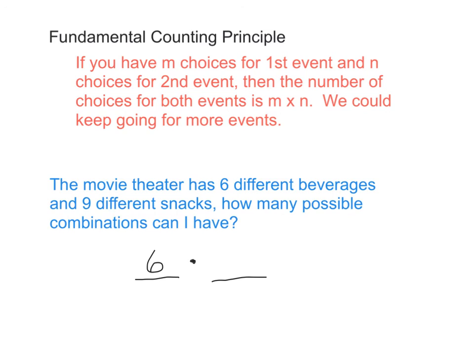Let's take into consideration the second event. How many different snacks can I have? 9. So how many possible combinations can I have? 6 times 9, which is 54. So that's 54 total possible combinations that I can have if I had 6 different beverages and 9 different snacks.